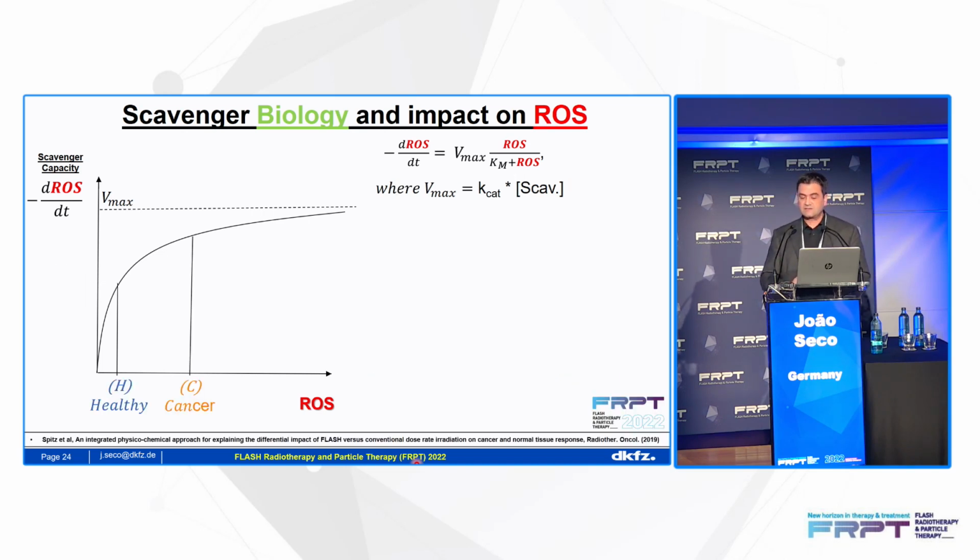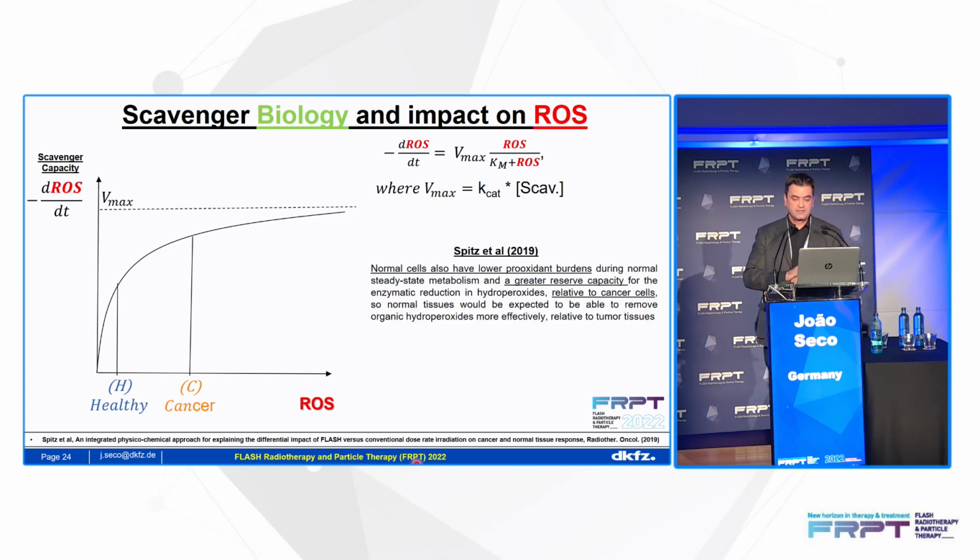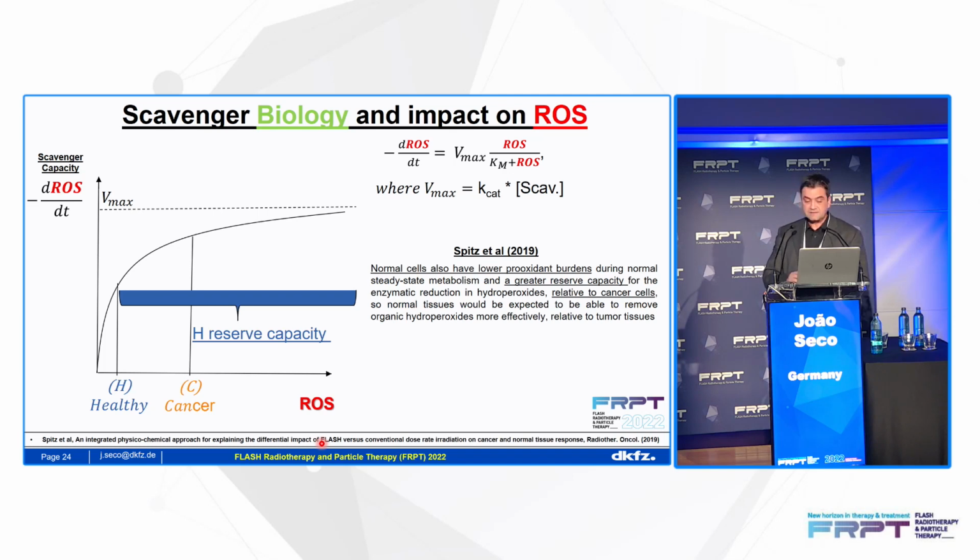Now, let's look at this from a cancer perspective and a healthy tissue perspective. Here is the Spitz paper, and the Spitz paper talks about reserve capacity, so I will discuss that in a minute. So let's say that I have a cancer which has a much higher ROS level than a healthy tissue, all right? If I have a higher ROS level, I will have a higher scavenging capacity in the cancer, of course. And in the Spitz paper, they talk about the reserve capacity. And this is correct, right? I agree completely with him.